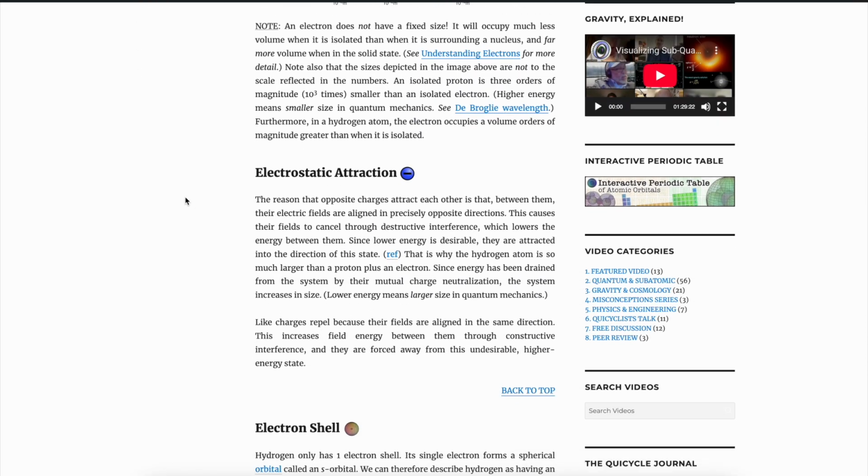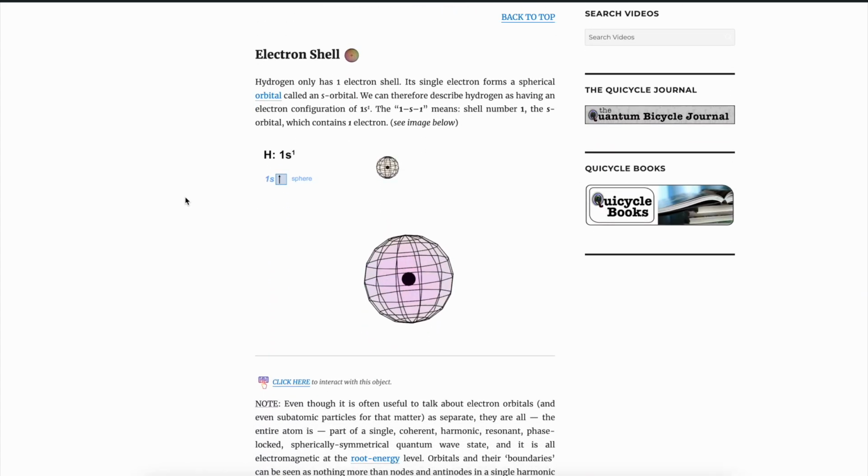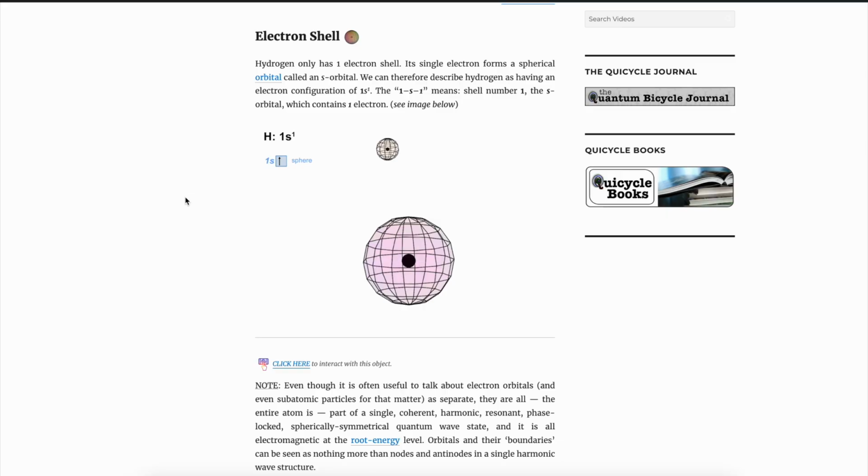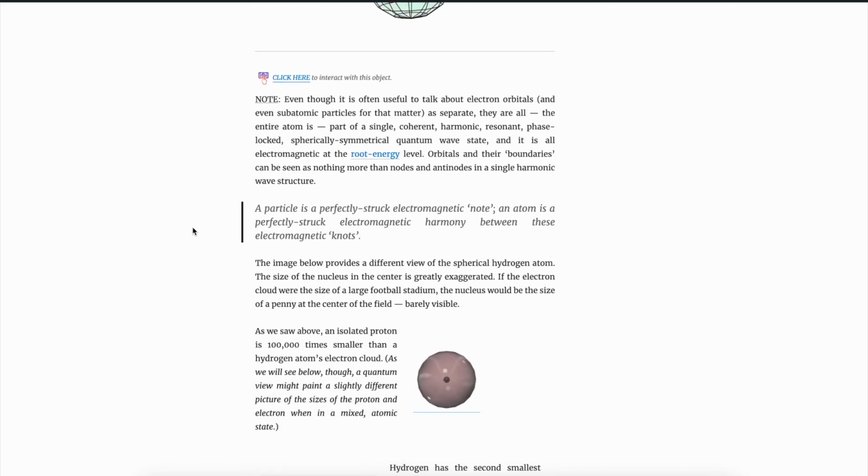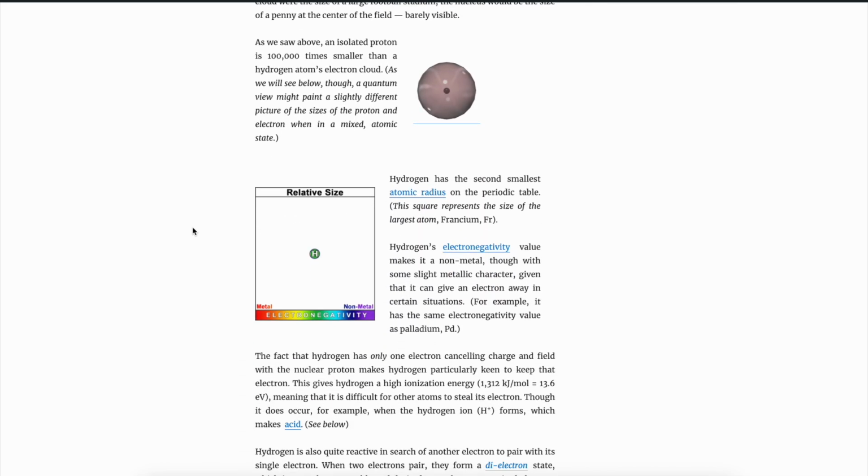If we scroll down, there's going to be some more information about the hydrogen atom. The first thing I'd like to focus on is its electron structure. The hydrogen atom has only one electron, so it will form a single shell. So we represent that by the term 1s1. 1 refers to the first shell. Hydrogen only has one. S refers to this type of orbital, which is a spherical shell. And the number 1 represents the number of electrons that are in that spherical orbital, which in this case is 1.